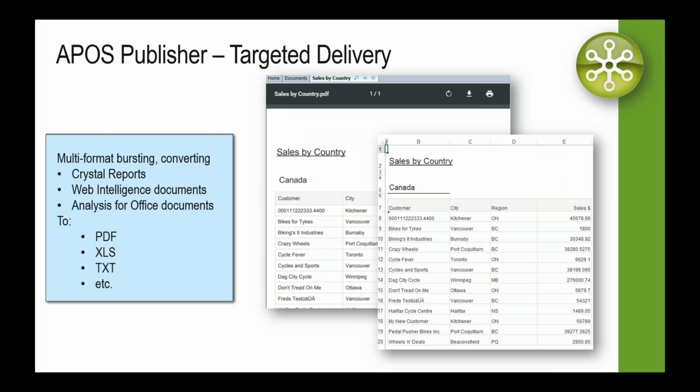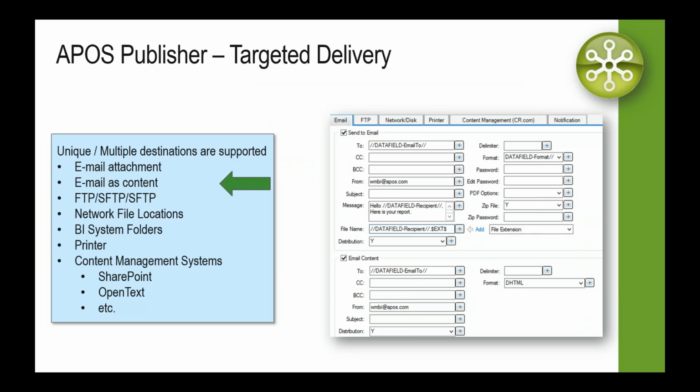Again, whatever formats are right for the person. So one person's getting it in PDF, another person's getting it in Excel. The different destinations that we support, different flavors of email. So we see here email with an attachment at the top on the right-hand side. Also at the bottom, email as content. So the body of the email contains the data for the report.